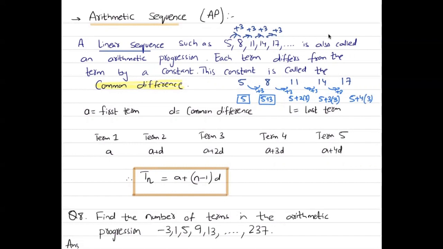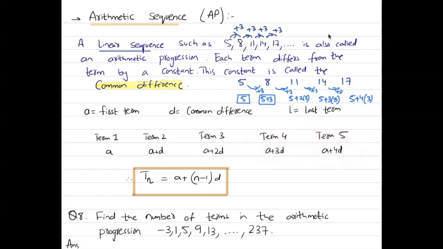So if the first term is a, term 1 is a, term 2 is going to be a plus d. You add the difference. Then to get to the next term, you are going to add another difference. So it's going to be a plus 2d. Then you add another difference. It's going to be a plus 3d. Then you add another difference, it's going to be a plus 4d, and so on.